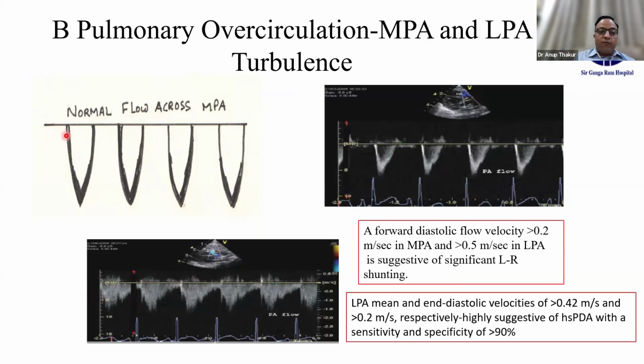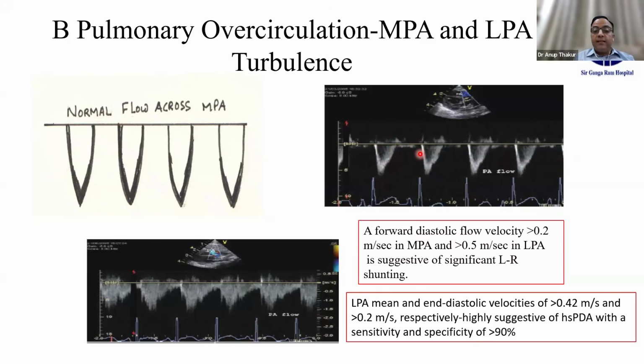So normally the flow you will see is a clear envelope in the pulmonary arteries. In diastole, there is no flow. There is only flow in systole. So the valve is open, blood is flowing, the valve is closed, blood flow stops, then there is diastole, and this repeats. So this is normal flow across the MP. You get a nice clean envelope across the MP.